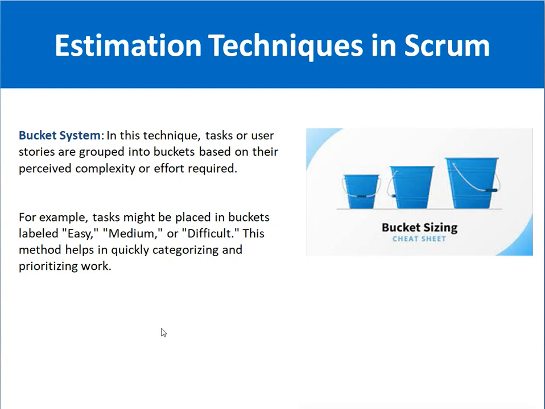Next is the bucket system. Bucket system means that you can just think of this as a virtual bucket, based on the complexity and efforts required. We can say we have three buckets: easy, medium, or difficult. And we basically categorize the user stories based on their complexity level, based on the efforts required, in three different buckets like easy, medium, or difficult. Again, it is based on the complexity level and efforts required.